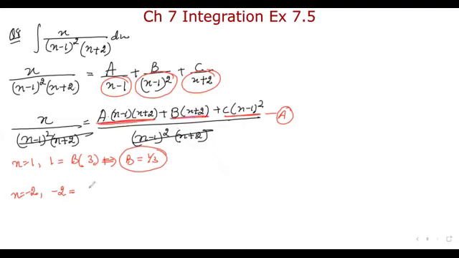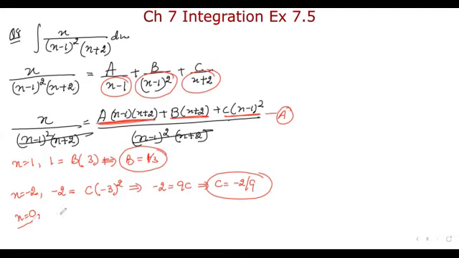And here c into minus 2 minus 1 minus 3 whole square. So minus 2 is equals to 9c. So the value of c is minus 2 by 9. This is the value of c. Now put x is equals to 0: this side will become 0. It is minus 1 into 2. If I put x is equals to 0 here, it will be c only.